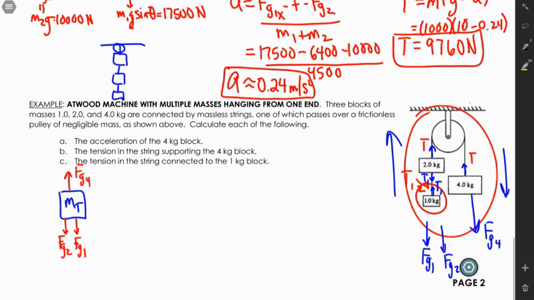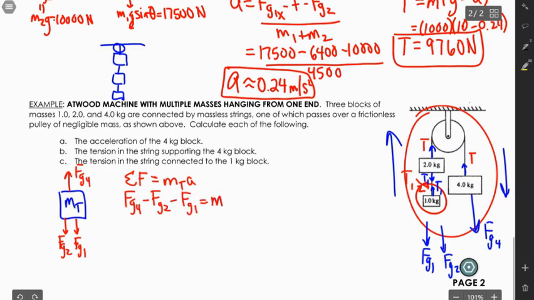Right? So everybody got that? And so the sum of the forces is equal to M total A. Everybody still with me? Good. And then we got FG4 minus FG2 minus FG1 equals M total A.